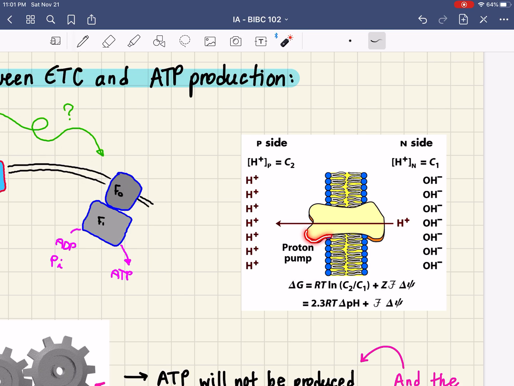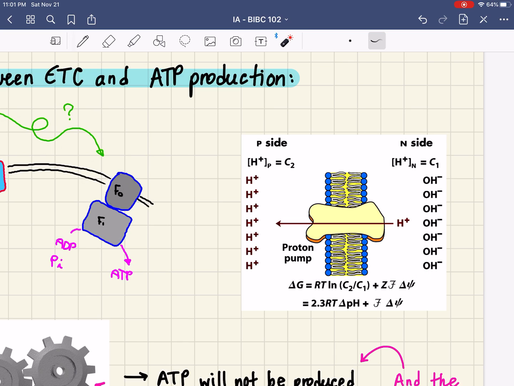Think of this proton pump as one of the complexes 1, 3, or 4, and see how they take the proton from the matrix and pump it into the intermembrane space. Now there's a lot of protons out here, and you see how the net charge out here is positive, and the net charge out here is negative, right? Or less positive. And also notice that there's simply a lot more protons out here and not a lot here.